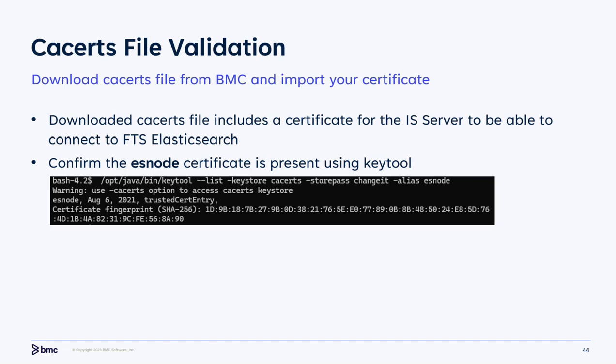So use something like the keytool command there, list, and use the alias ES node, and also use the alias for when you've added your own certificates to the file; you will have given them an alias. So just double check and validate that all of those certificates are present. The certificate fingerprint isn't important. What matters is that that certificate actually exists within the CA certs file. If it's not there, you will have a deployment error later on.